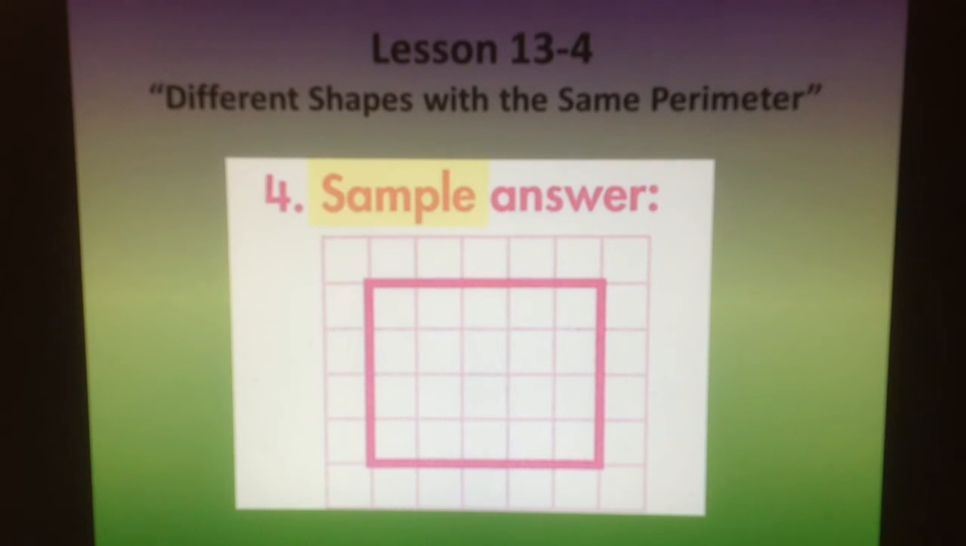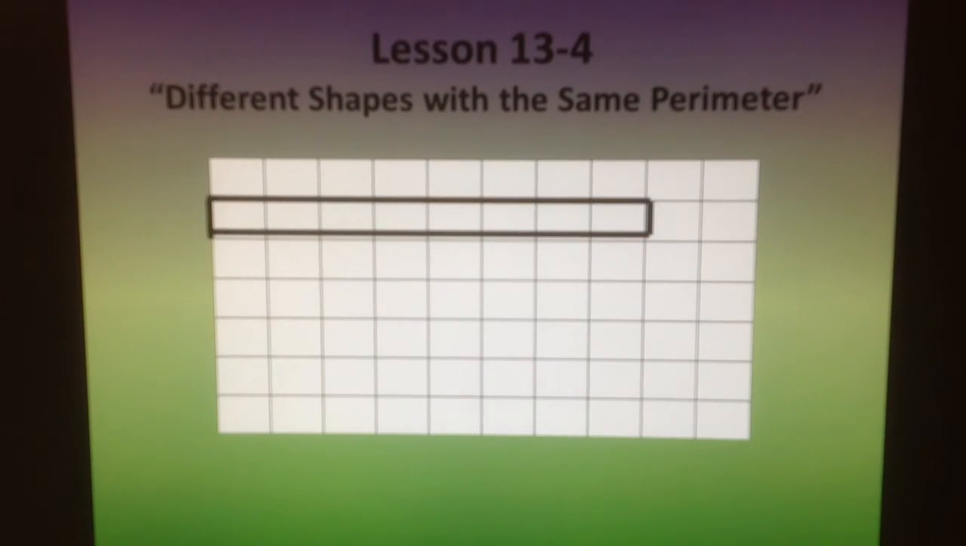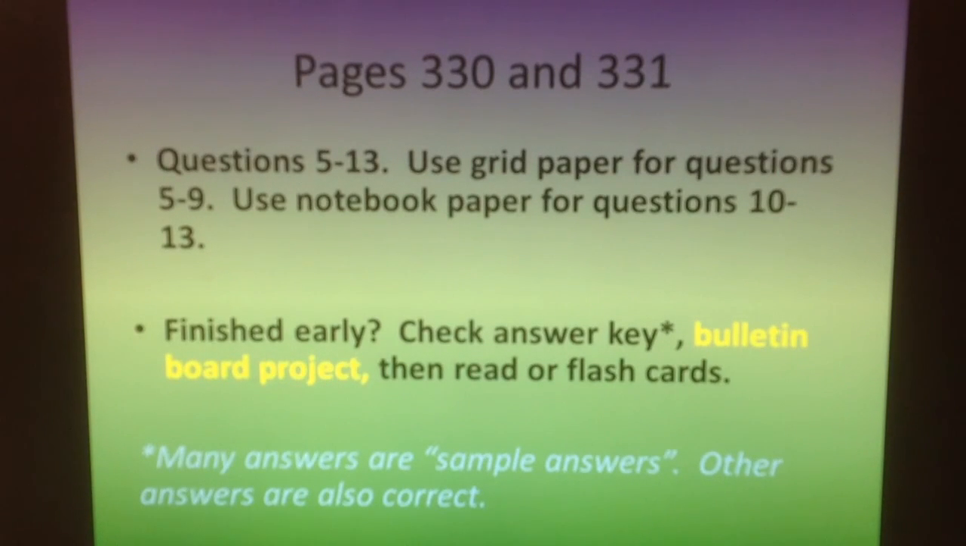That's one correct answer. But this is also a correct answer with a perimeter of 18. And this is also a correct answer with a perimeter of 18. All of those shapes have the same perimeter of 18. And that was it for today.